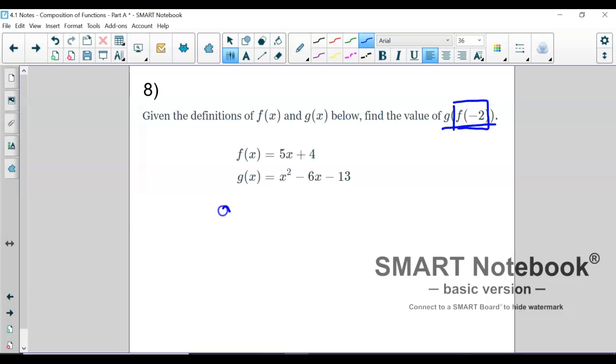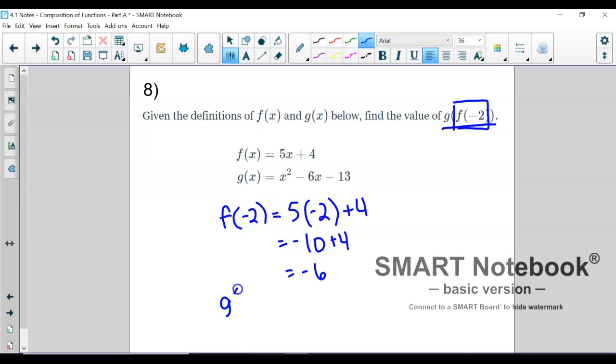So we're going to begin by finding f of negative 2, which means we're just going to plug negative 2 in for x into that f function. So we're going to have 5 times negative 2 plus 4, and that is going to give us negative 10 plus 4, so that's going to be negative 6. So now we have to find g of negative 6. And so we're going to plug that into our equation here.